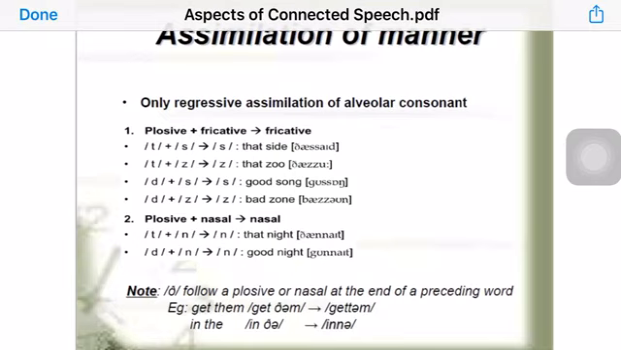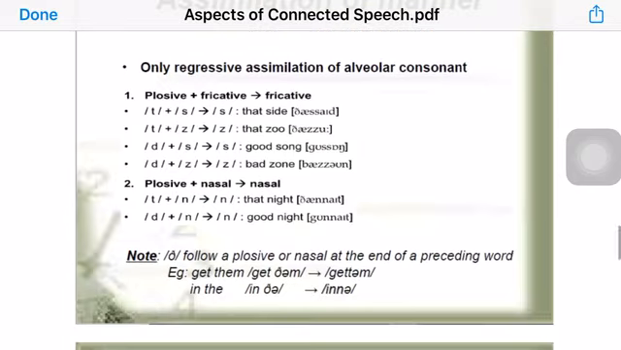So when we have them together, t at the end of the word and s at the beginning of the next word, the t will be changed into s, as in that side. In connected speech and fast speech it would be that side. The t will change into s. That side. So we change the t into s.